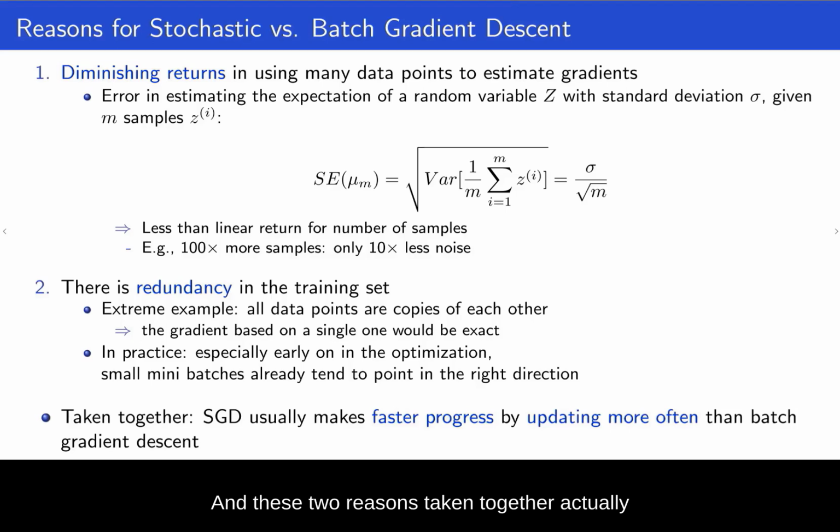These two reasons taken together often imply that SGD makes faster progress by just updating a lot more frequently than batch gradient descent. So let's do an example.